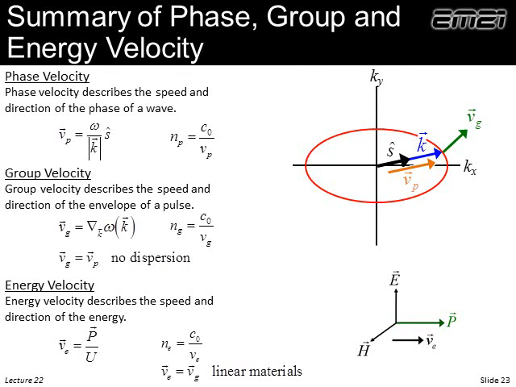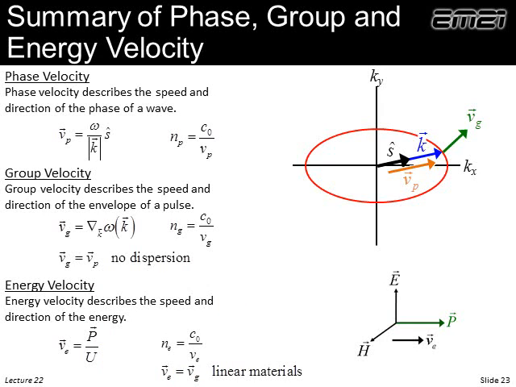So here's a summary of the whole phase, group, and energy velocity. I know we saw this before. Phase velocity is defined as omega over k, and we can derive a phase refractive index from that. Group velocity is the gradient of omega in k space. When there is no dispersion, group and phase velocity are the same. We can also define something called an energy velocity. And in linear materials, these two are the same.